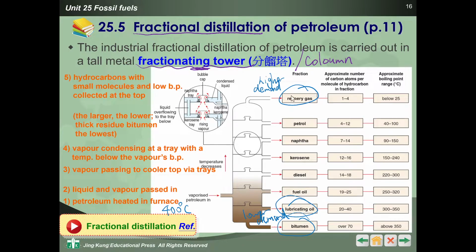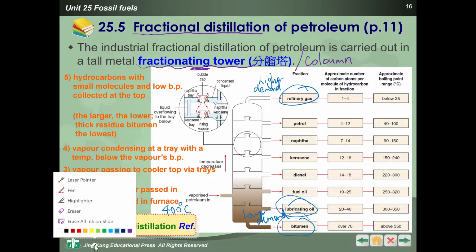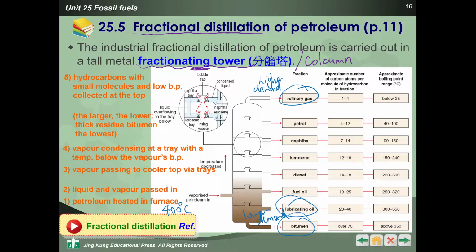Because refinery gas, we need to use it a lot for fuels. And petrol, we know for cars, we need petrol. But bitumen, for example, is used on roads to make the road surface. So of course it's still useful, but the demand is not as high as using fuels for transport.